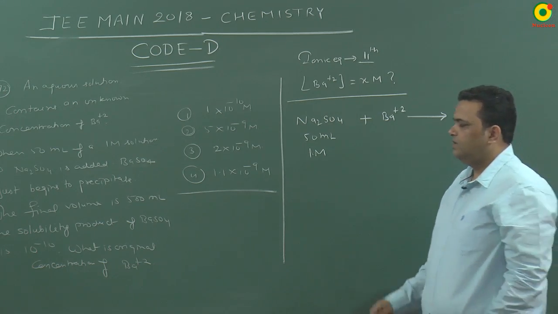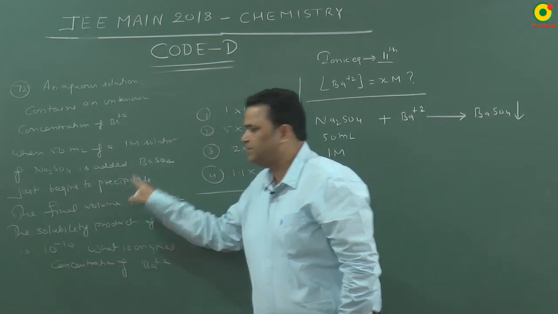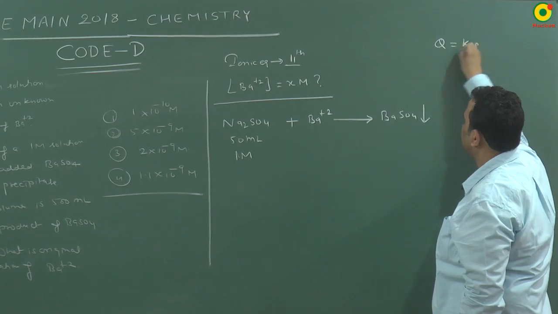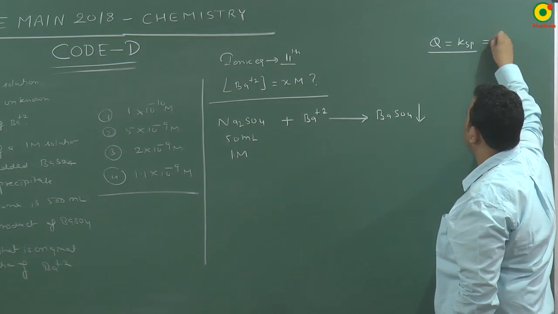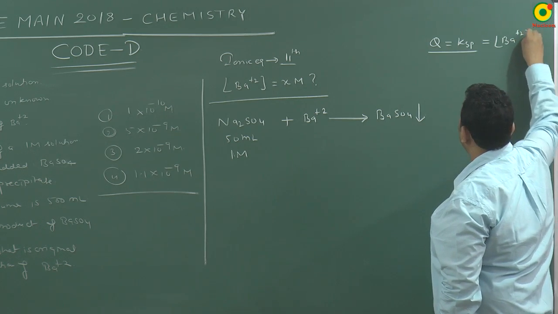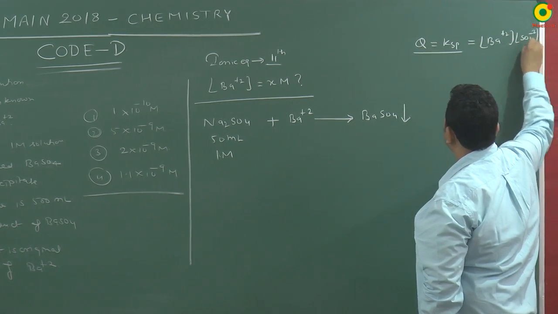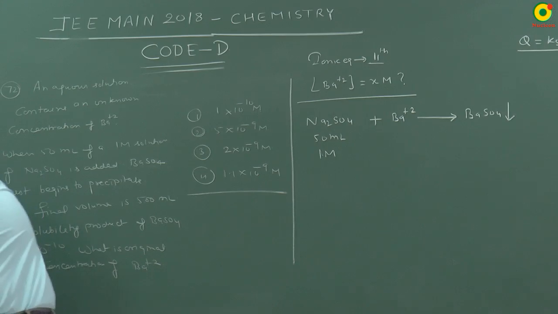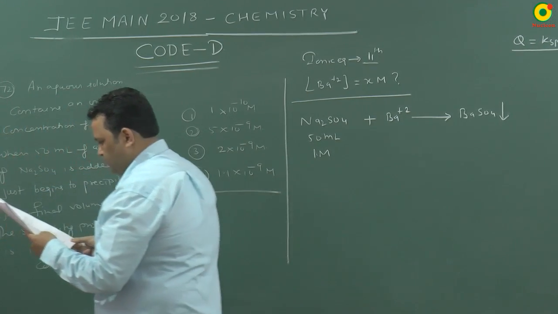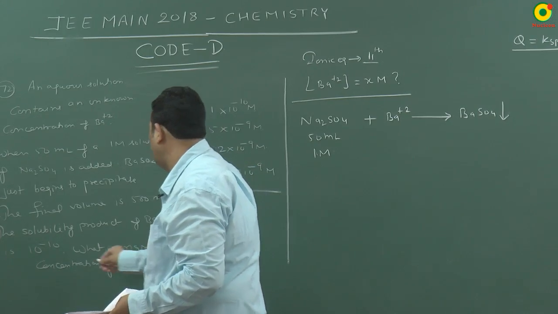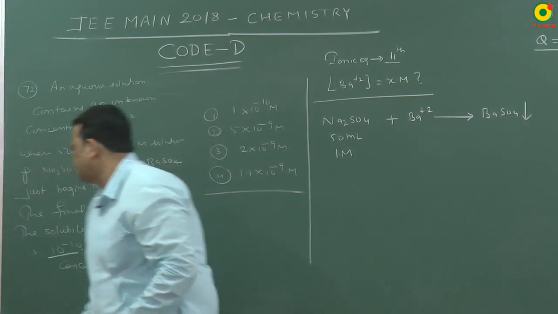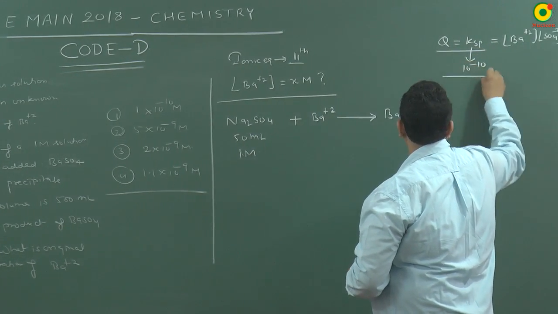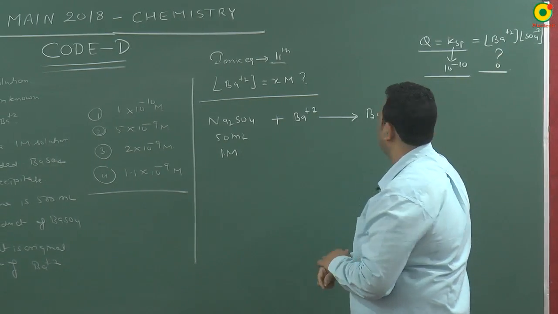He has told that it just begins to precipitate, which means the ionic product Q must be equal to Ksp. Ksp means solubility product, and this is equal to Ba+2 into SO4 minus 2. Ksp is given in this question as 1 into 10 to the power minus 10. So the Ksp given for BaSO4 is 10 to the power minus 10. We have to find the Ba+2.